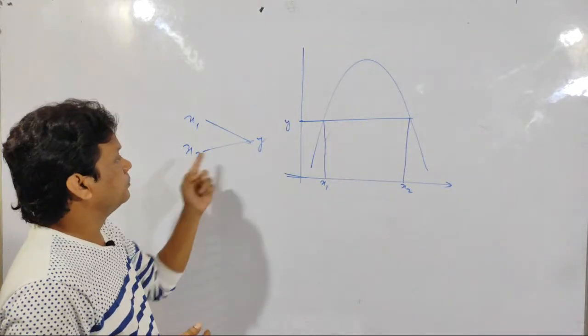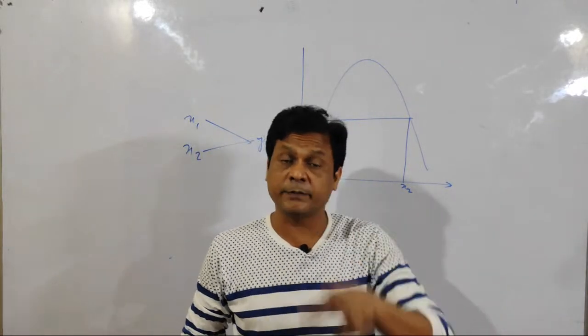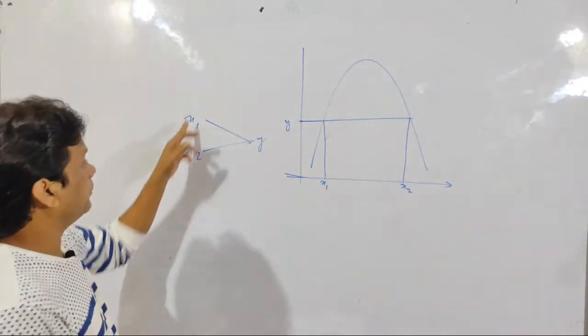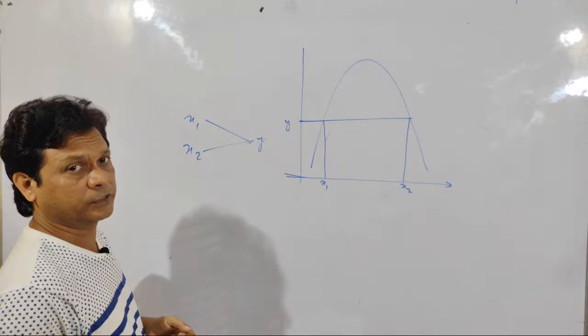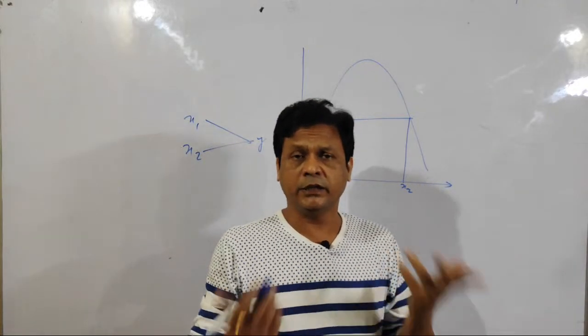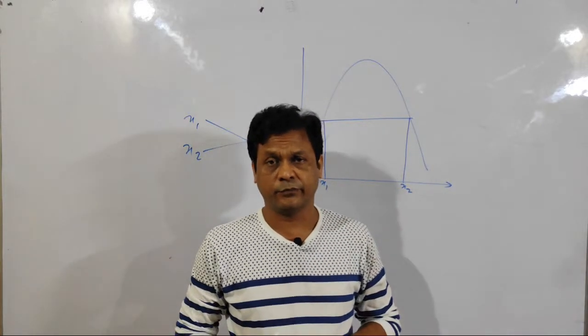Clear? So, if a function attains maxima or minima, then it will be a many-one function. It is not a one-one function. That means a one-one function may be either a strictly increasing function or a strictly decreasing function. Clear?